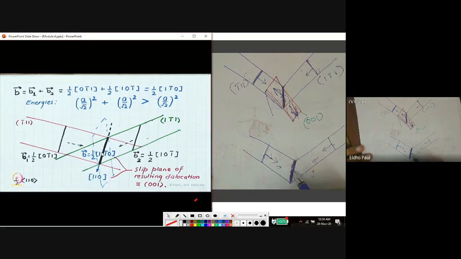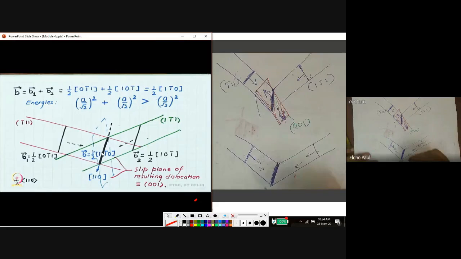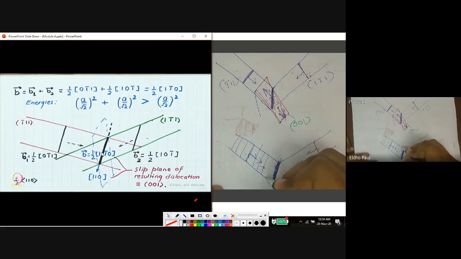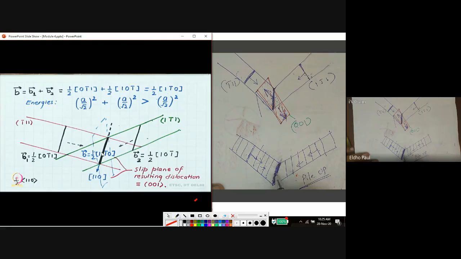So it acts as a traffic jam. Further dislocation motion is not possible in this direction and this direction. A number of dislocations accumulate here, which is called dislocation pile up. Dislocation pile up is produced because of the traffic jam produced by the higher energy dislocation, which repels the movement of all the other dislocations.